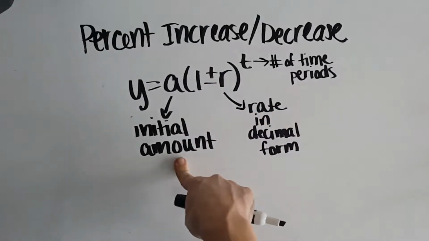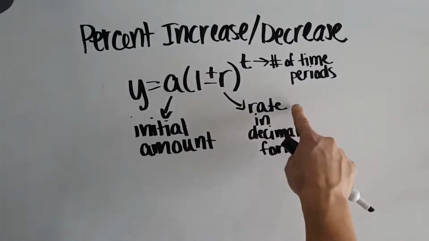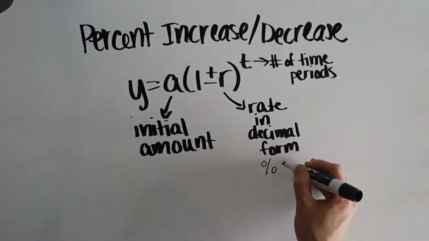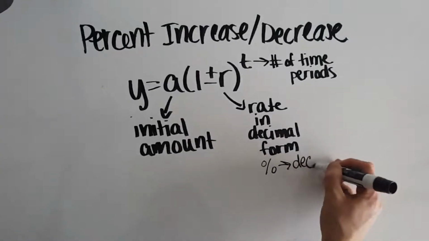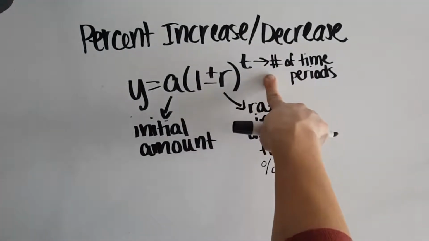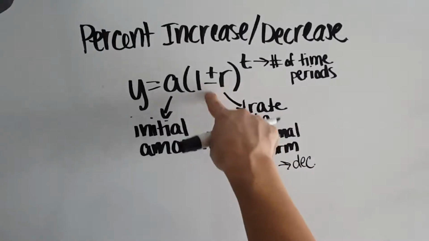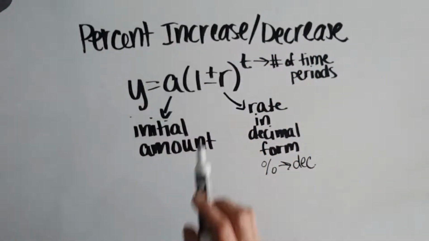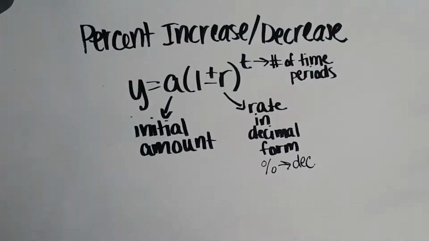A is still my initial amount. R, though, is our rate in decimal form. So if I'm given it as a percent, I have to convert it into a decimal by moving my decimal point 2 spaces to the left. T is the number of time periods. The plus or the minus is just if I'm increasing, I would use a plus, and if we're decreasing, we would use a minus. So now let's take a look at an example.